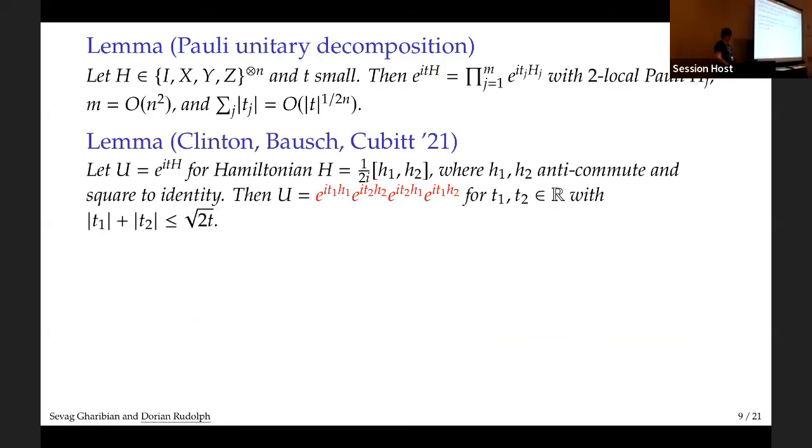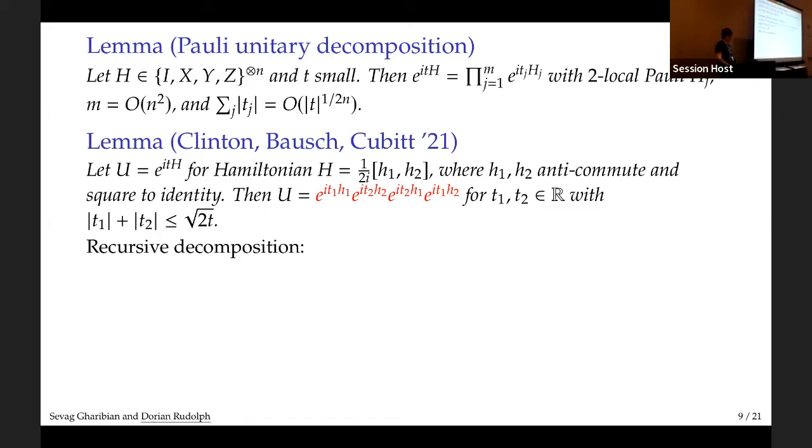Now, this is the lemma again, and the main ingredient here is the lemma from a paper by Clinton, Bausch, and Cubitt. It states that if you have a unitary U = e^{iH}, and the Hamiltonian H can be written as 1/(2i) times the commutator of H1 and H2, where H1 and H2 anti-commute and square to identity, then we can write U like this for some pulse times t1 and t2, such that the sum of their absolute values is bounded by the square root of 2t.